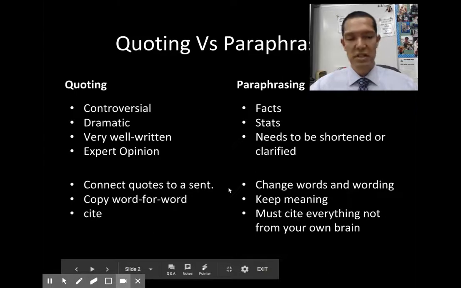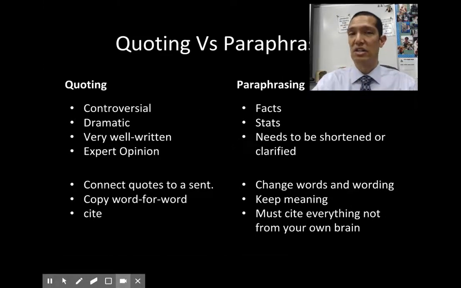If you're paraphrasing, you need to change the sentence structure. You need to change the words that you use, but the meaning is exactly the same. You cite everything that's not from your own brain, as long as it's not common knowledge. If it's Kermit the Frog is a frog, you don't need to cite that because everybody knows that, right? I mean, I think everybody does.